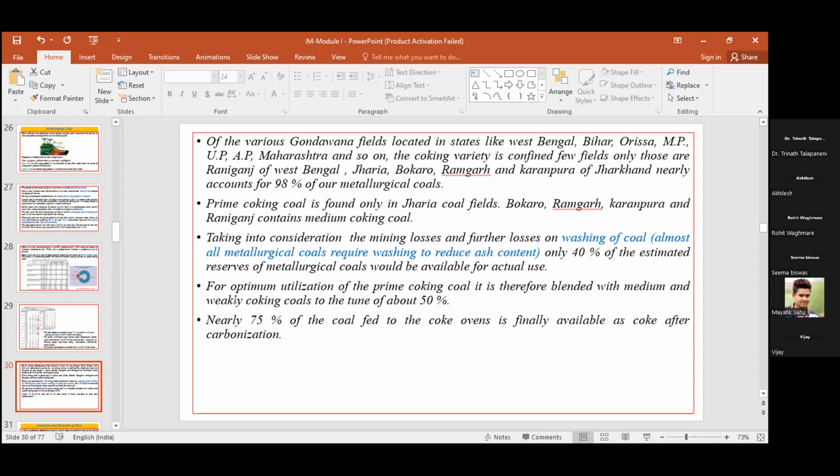And when you subject this blended coal to the coke making process, around 75% of the coal you have fed into the ovens will be available as coke. And the rest, around 20-25%, will be expelled in the form of volatile matter.